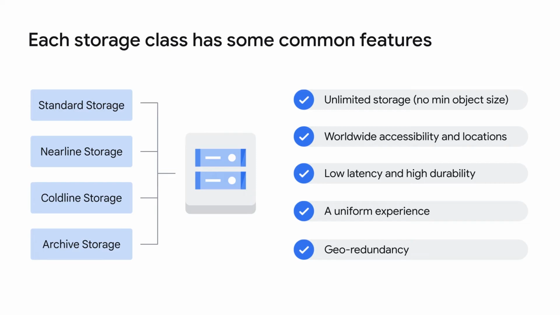Although each of these 4 classes has differences, it's worth noting that several characteristics apply across all these storage classes. These include unlimited storage with no minimum object size requirement, worldwide accessibility and locations, low latency and high durability, a uniform experience which extends to security, tools, and APIs, and geo-redundancy if data is stored in a multi-region or dual-region. So this means placing physical servers in geographically diverse data centers to protect against catastrophic events and natural disasters and load balancing traffic for optimal performance.